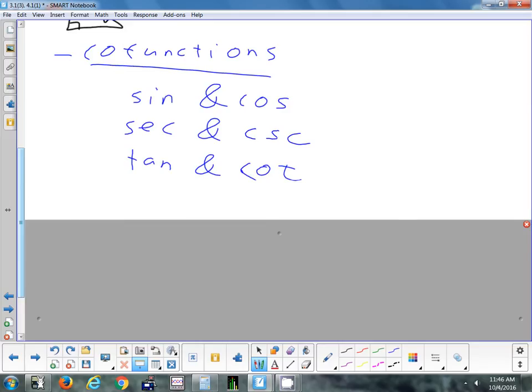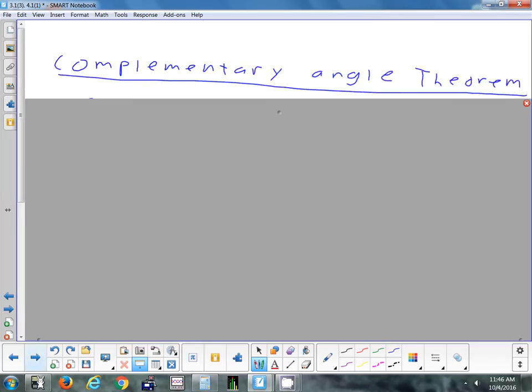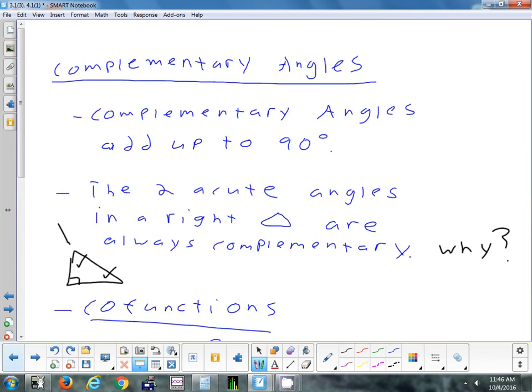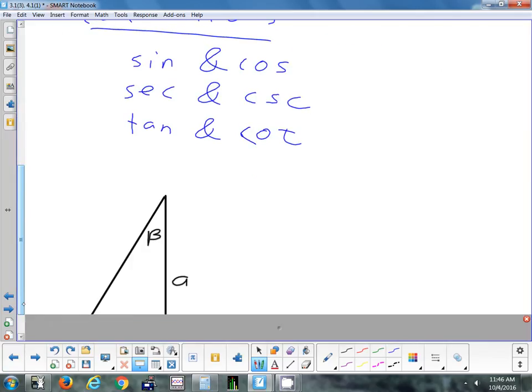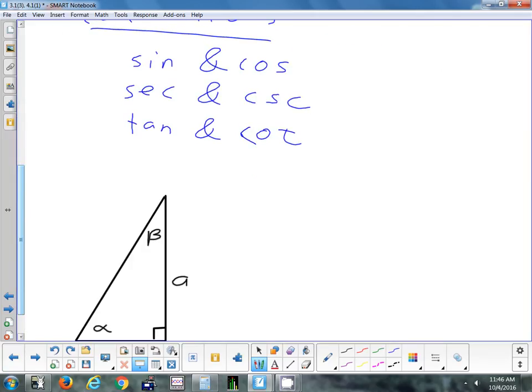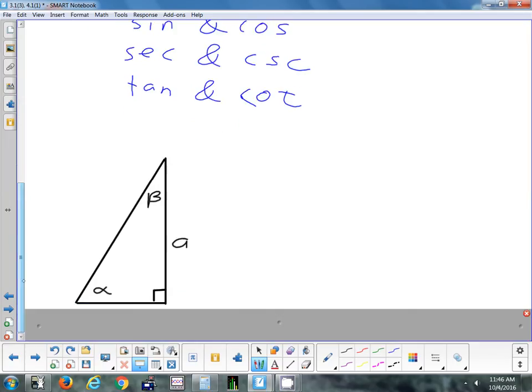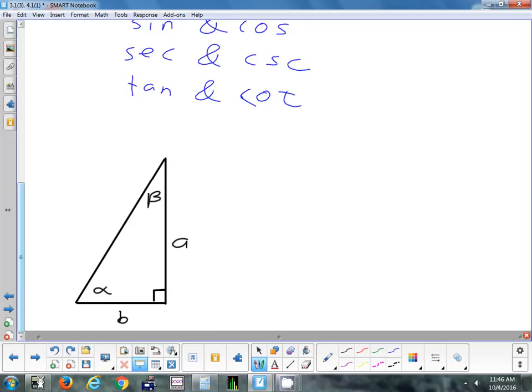All right, so now I'm going to make a sketch. I'm going to draw something out and see if we can see a connection between these 2 ideas. And that's going to lead us to the last thing, which is the complementary angle theorem. So what I've drawn here is just a generic right triangle, and I think everyone's pretty familiar with labeling the sides.